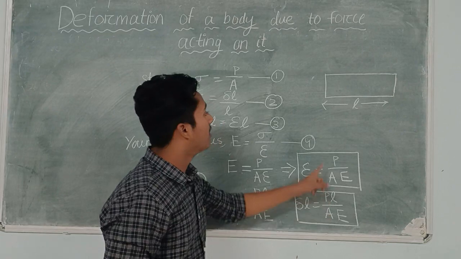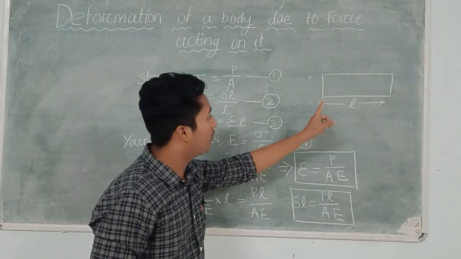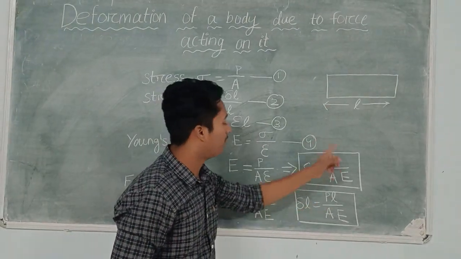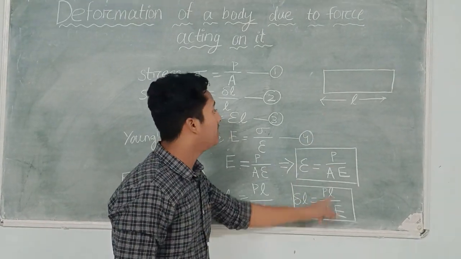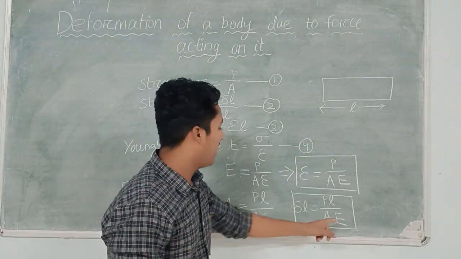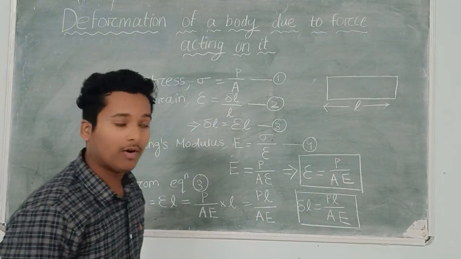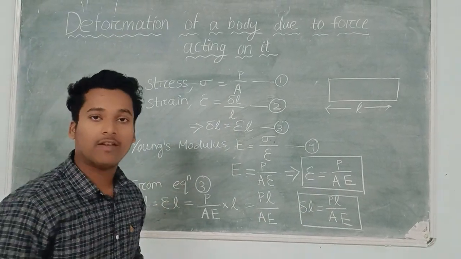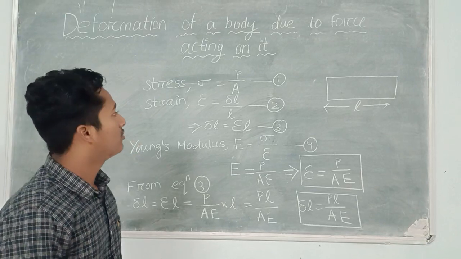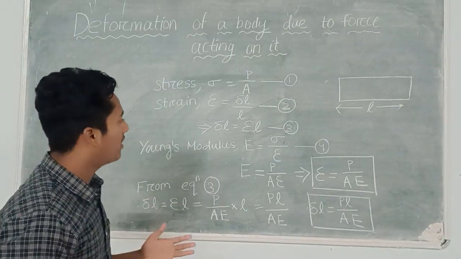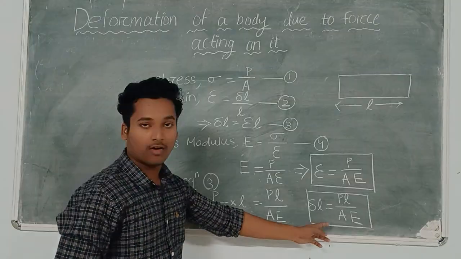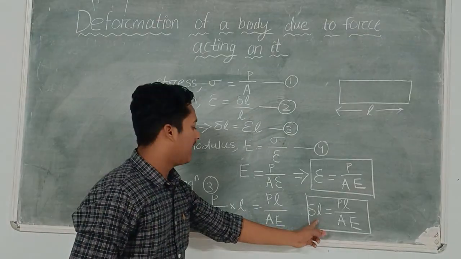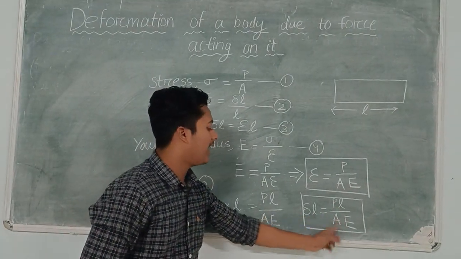So P is the corresponding load applied on the body, and L is the length of the body or bar, and A is the area of the corresponding body, and E is Young's modulus of the body, which is already given in that numerical problem. So students, this much only we are going to calculate, that del L is equal to PL by AE.